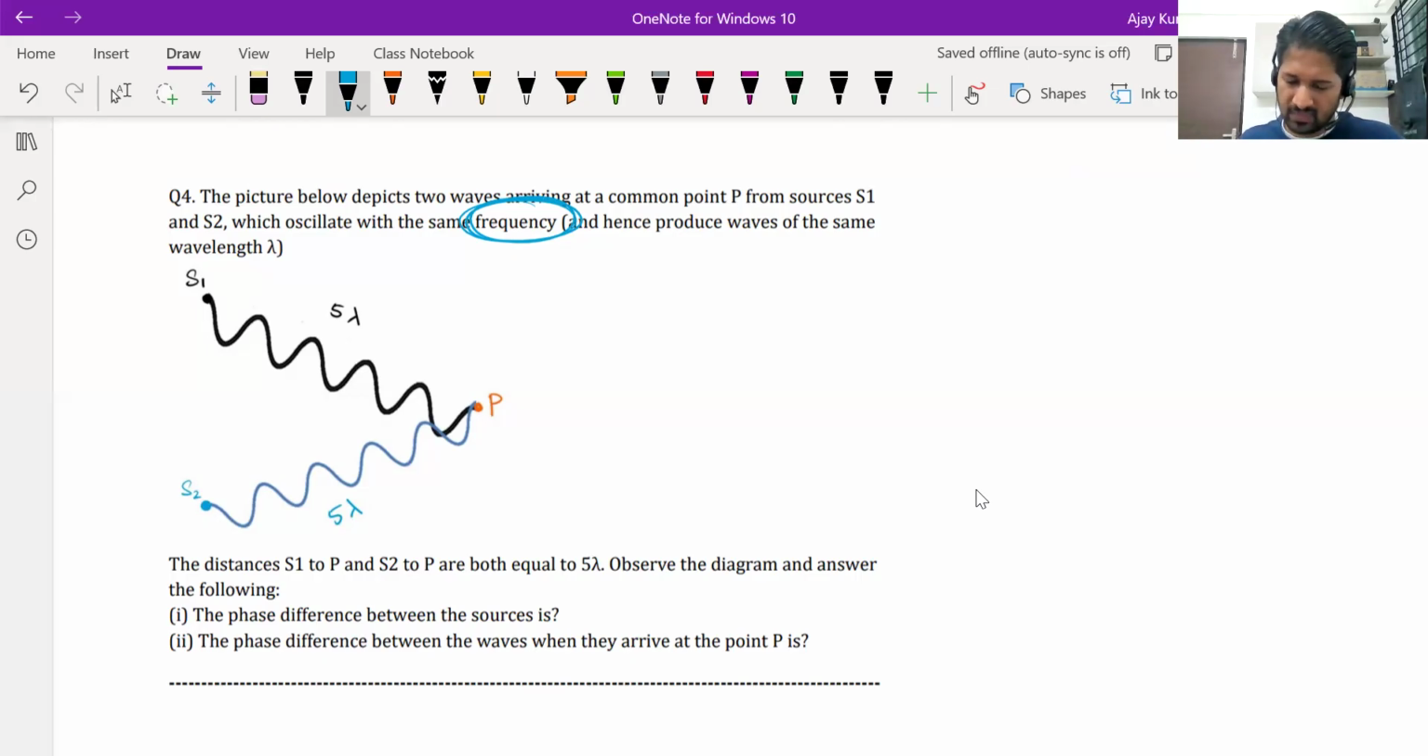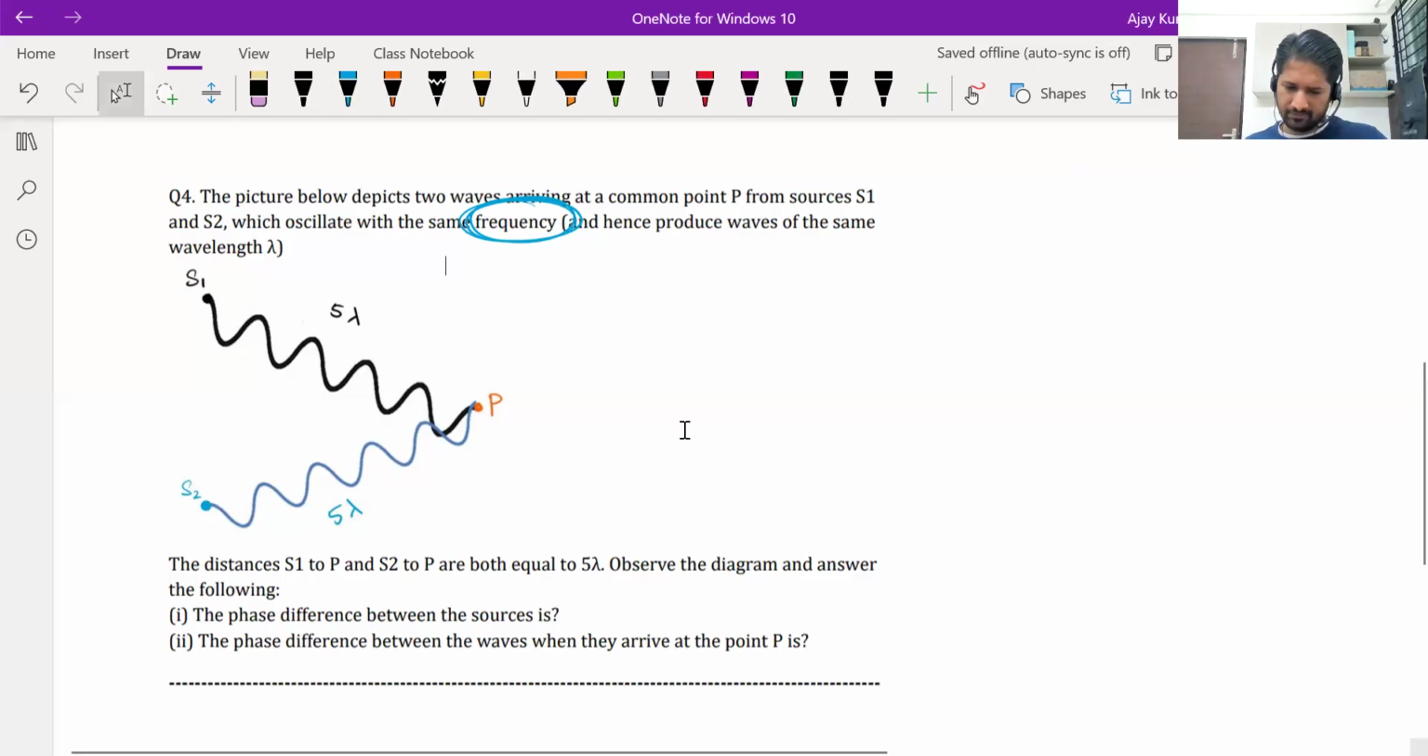So for now we are assuming the medium is the same, and if they oscillate with the same frequency, obviously they produce the same wavelength. The distances S1 to P and S2 to P are both equal to 5 lambda. Observe the diagram and answer the following. The phase difference between the sources. Just look at what the sources are doing.